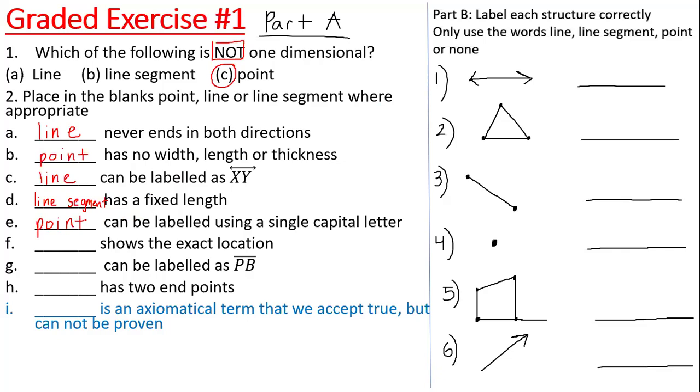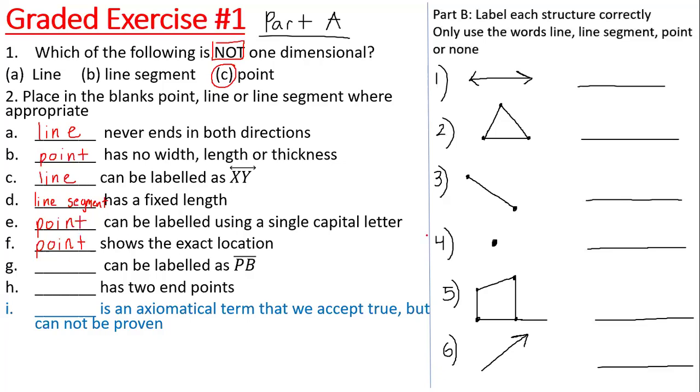F shows the exact location. I got point. Very good. Anyone else point for F? Shows exact location. Point. Very good. Excellent.